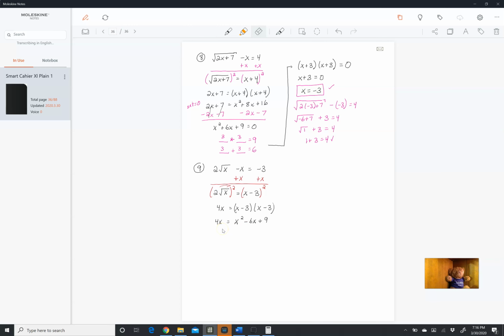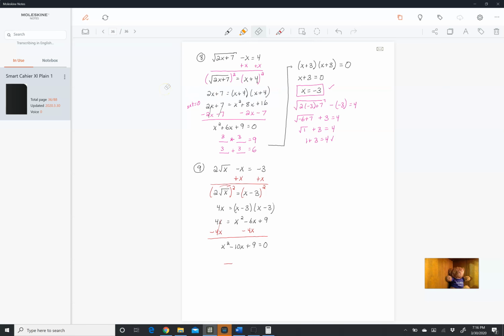Okay, so now we have to subtract 4x from both sides because this is quadratic, so we have to set it equal to 0. The 4x cancels, and we're left with x squared minus 10x plus 9 is equal to 0. And again, you'll see this is factorable.